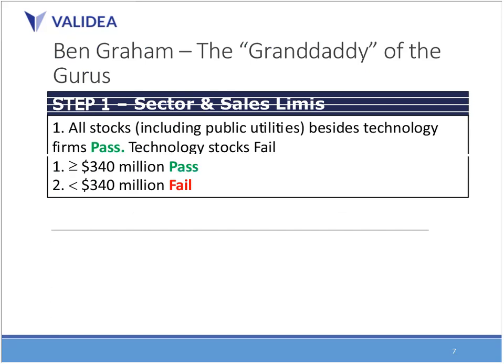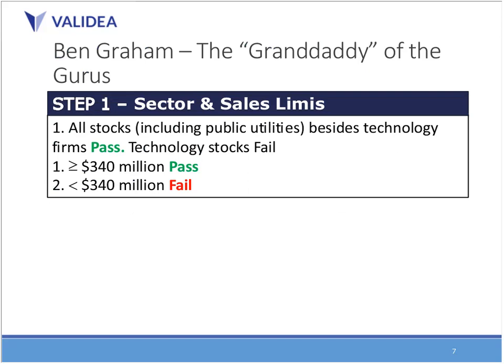Step one in his procedure is that he first looked at the sector and he actually rejected technology stocks. So technology stocks fail, all of the other stocks would pass, including public utilities. He also required a minimum size of the company, and he did that in terms of the sales of the company. Adjusted for inflation, because he wrote his book over 40 years ago, the companies today have to be at least $340 million in sales in order to be part of his selection criteria.